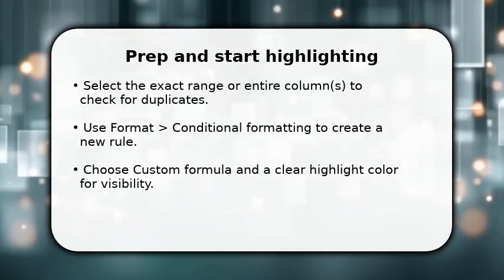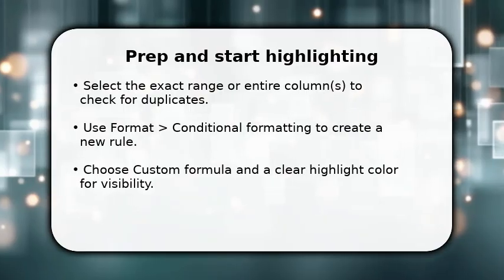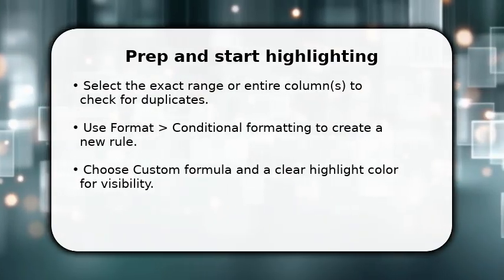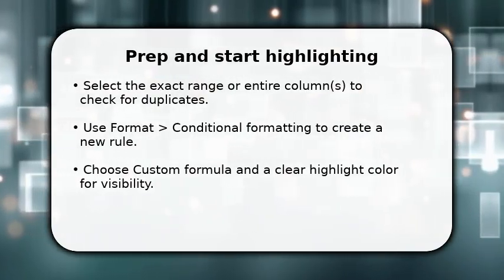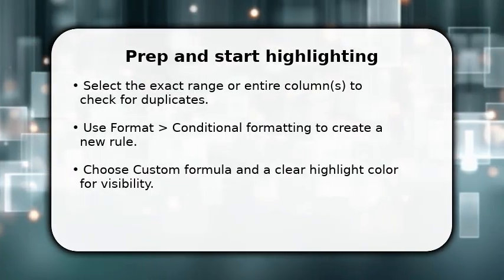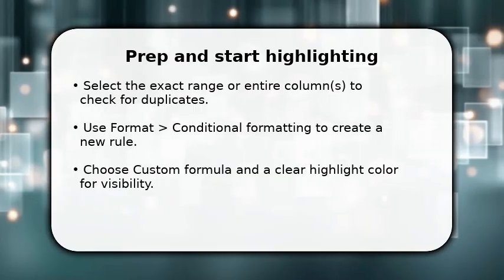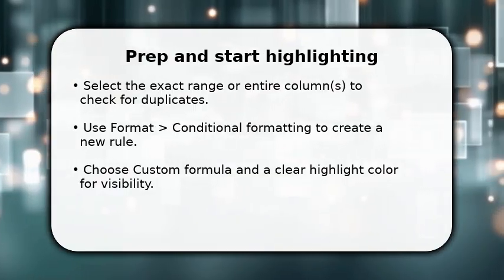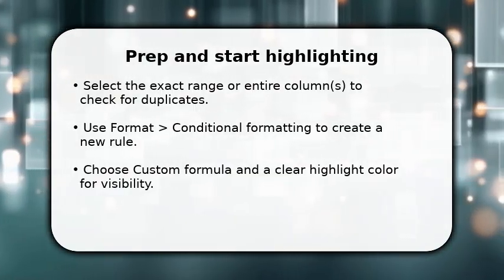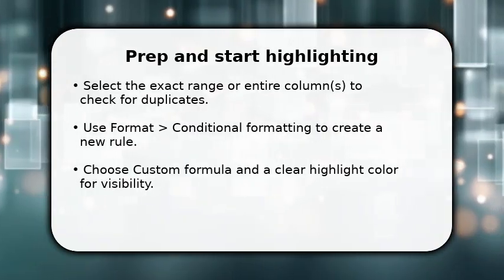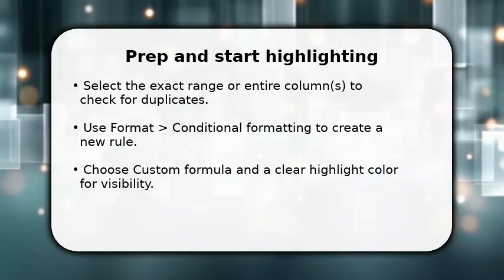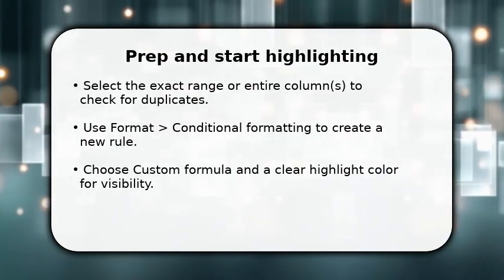You'll begin by selecting the precise range you want checked. Don't overselect. Once selected, open Format, then Conditional Formatting. This starts live highlighting. Make sure to set the range at the top of the side panel, then pick Custom Formula Is. You do this because built-in rules can miss combined key duplicates. Custom formulas let you control what counts.